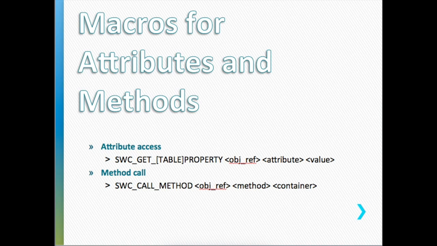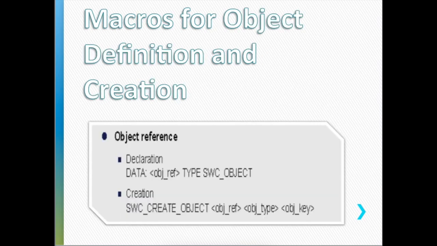Let's look at how to use these macros for the attributes or methods. To get access to any field property, you can use SWC_GET_PROPERTY. This is the syntax to get the access, and to call a method, the next one is SWC_CALL_METHOD, and this is the syntax for that. And to define an object, you can look at the declaration part, and the creation part, to see how to create an object using the macros.